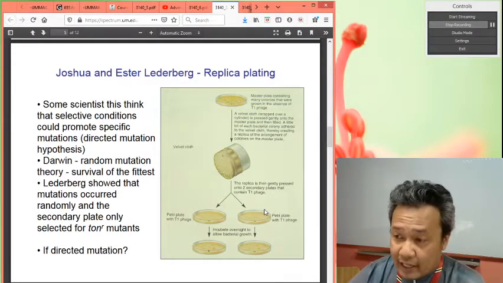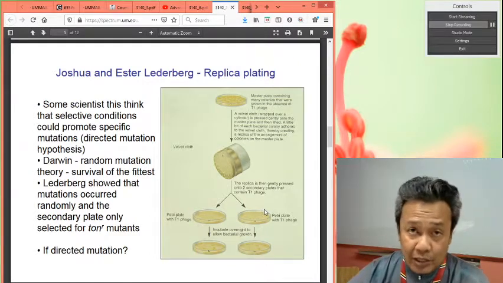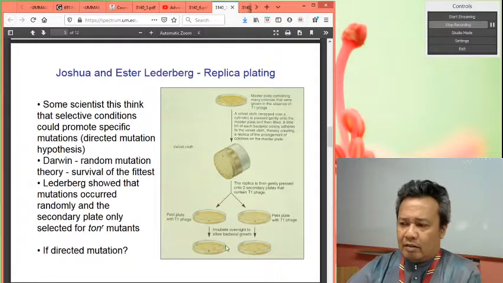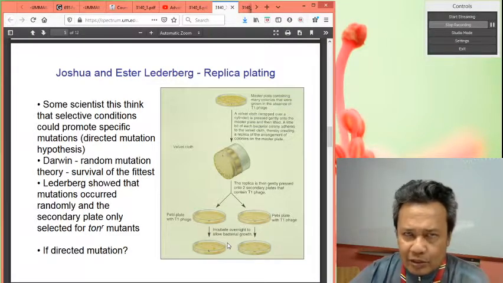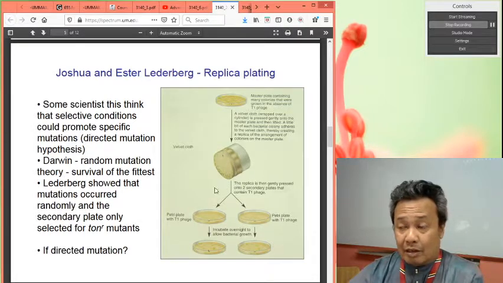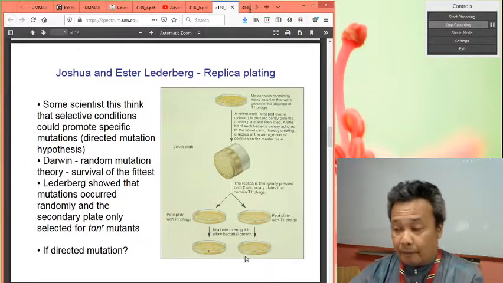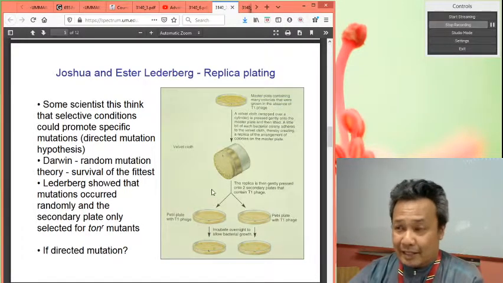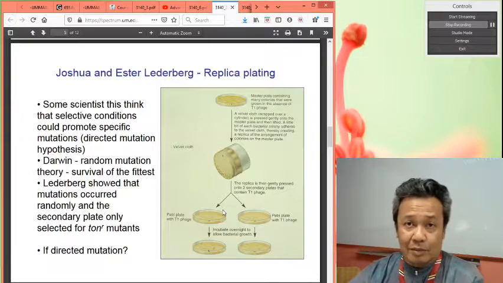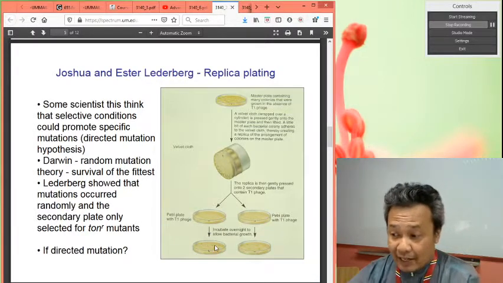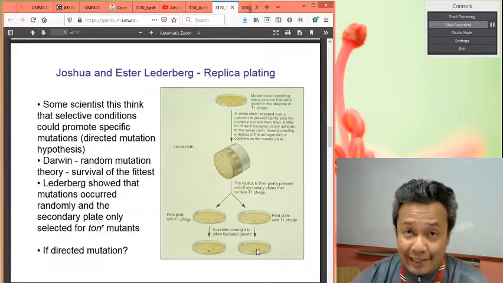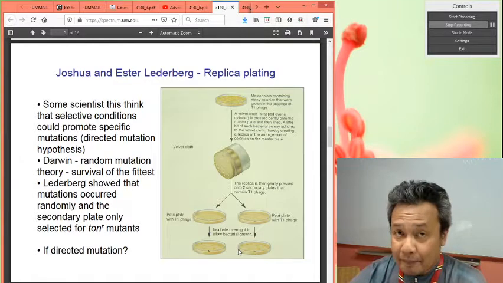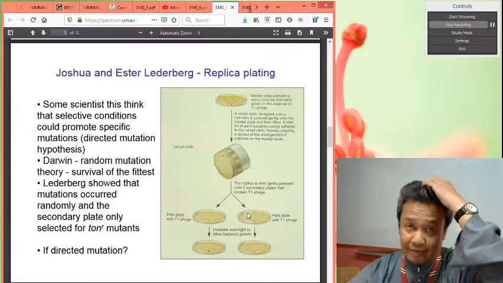Now, again, if it's driven by physiological adaptation, that means it is in response to its environment, you would not expect the same ones to grow, because these are individual colonies. You would not expect the same colonies to show the same response. The fact that the response in both plates is identical shows that the mutations of these two are already there before their exposure.